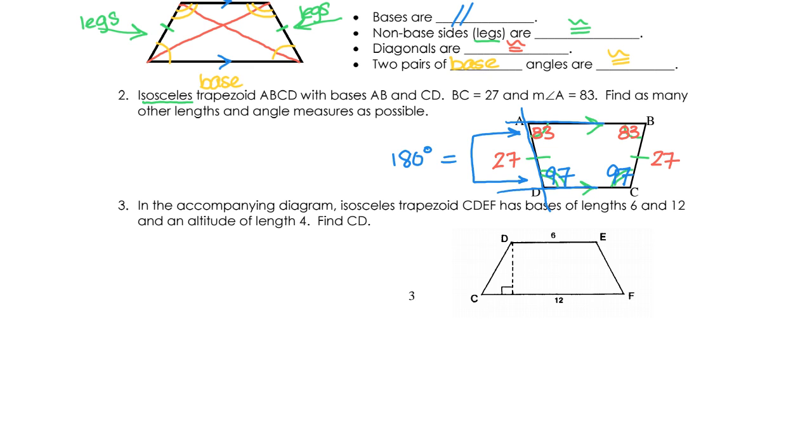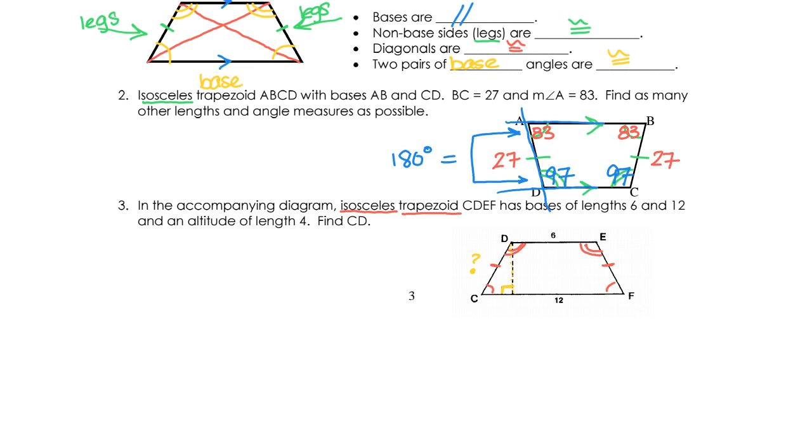It says in the accompanying diagram, it's an isosceles trapezoid, so that's good. We can go ahead and mark it so that we remember it's an isosceles trapezoid, in case they ask us about any of those angles or sides. They said it has a base of length 6 on the top and 12 on the bottom, and an altitude of length 4. You can see that they drew the altitude in with this nice dashed line. It goes perpendicular to the other side, and I know it's perpendicular because there's a right angle box in there. And they want you to find the length of CD.